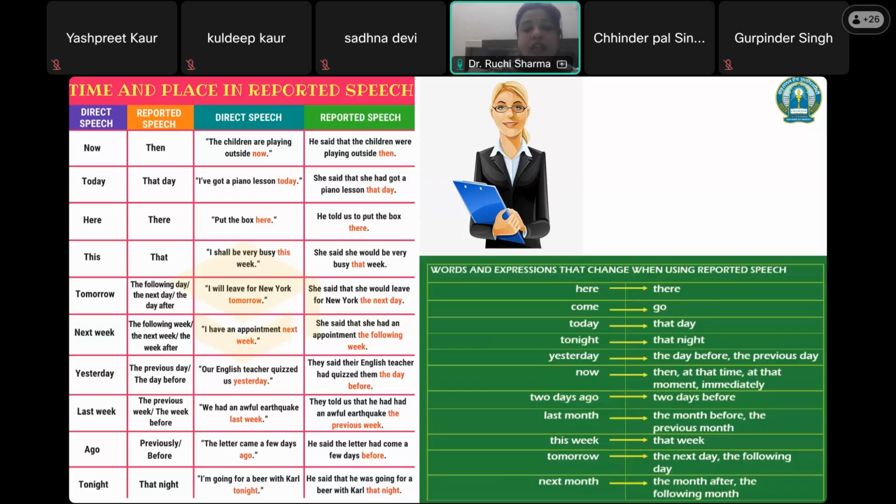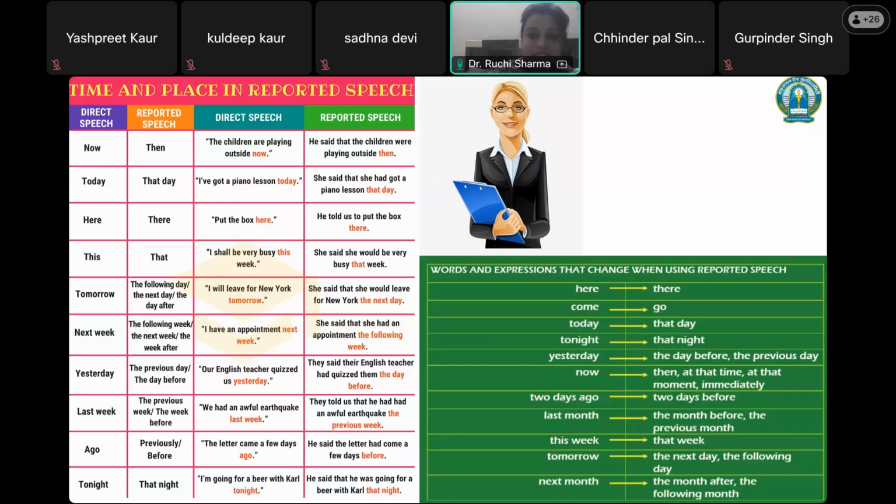Sometimes what happens is that in the speech, we are able to change the tense, but we forget to change the words mentioned in the table, which reflect time. Whenever you're talking about a time frame, here will be converted to there, this to that, tomorrow to the following day or the next day, next week to the following week or the week after. Yesterday will be converted to the day before, last week to the previous week, ago to before, tonight to that night.